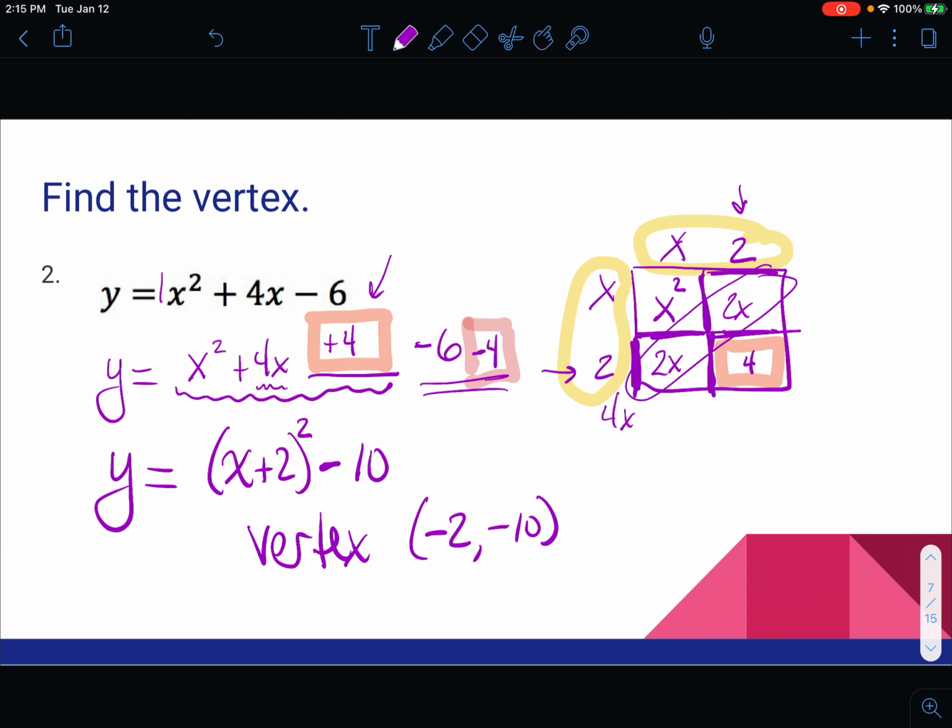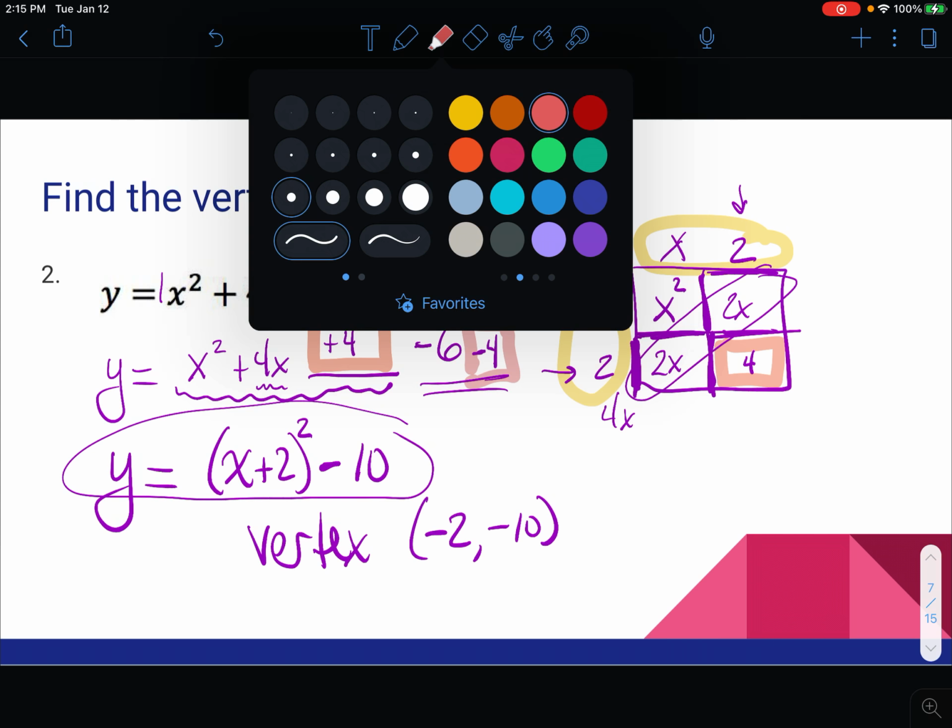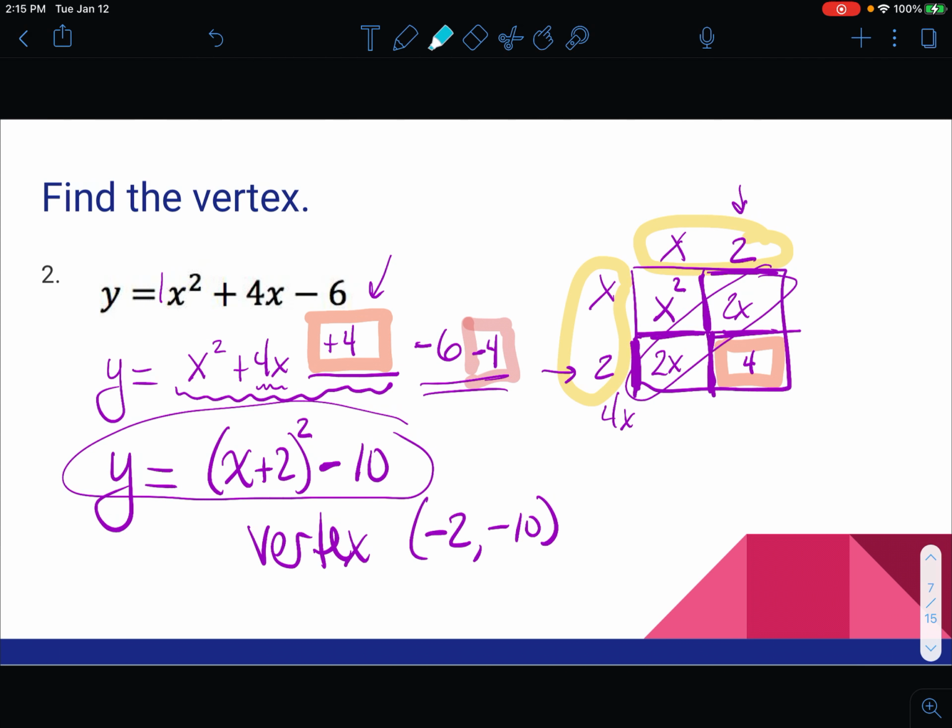We are changing the way the function looks, but not what the function means. So if you take a graphing calculator or Desmos and type in this one and type in this one, you should get identical graphs. The only difference is the way that it's written.